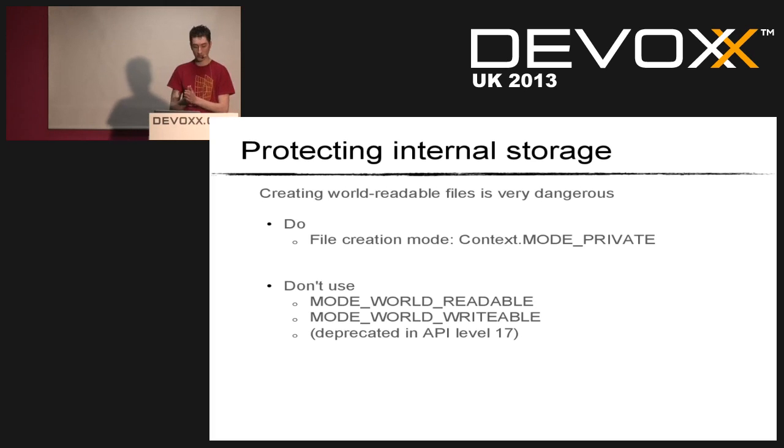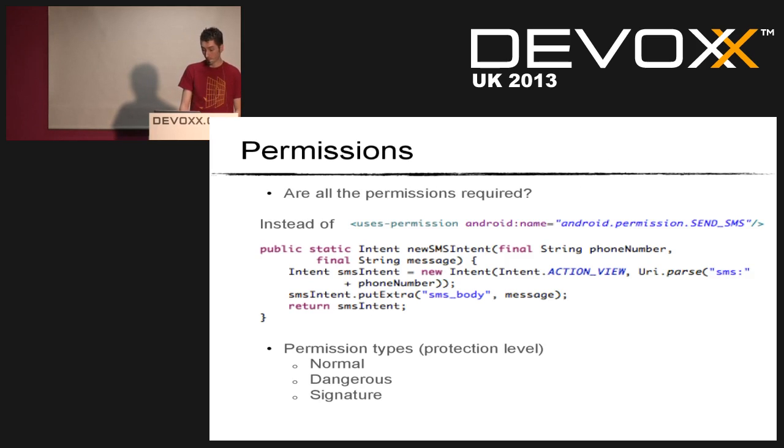So if you are using mode world readable and world writable, don't. And in fact, that's been deprecated as of the latest version. If you are sharing data between apps, you should look at using things like content providers, broadcast receivers, and services, which are the Android built-in mechanisms for sharing things. But those components need permissions as well.